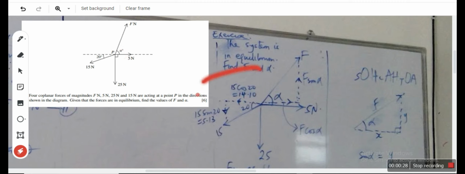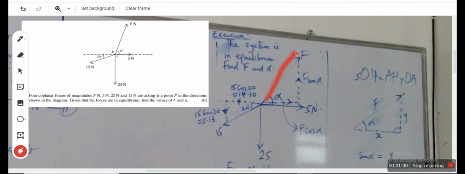So this is where we resolve the components. Of course, the 25 Newton does not require any resolution. Also, the 5 Newton does not require any resolution because it is already on the horizontal plane. The 25 Newton is already perpendicular to the horizontal plane, so it doesn't require any resolution, because the horizontal plane is the plane of reference.